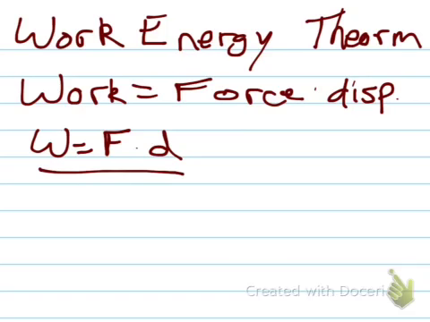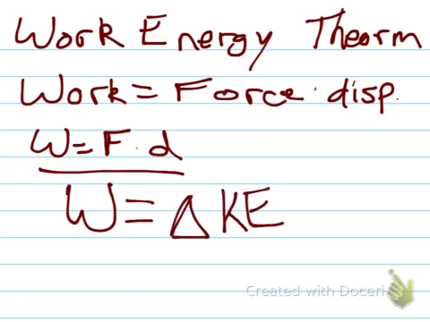Well, if we want to change the energy of the system, remember I said energy was conserved? Well, it's conserved as long as there's no outside forces. If there is an outside force, we have to use the work energy theorem, and the work energy theorem states that the work done on an object will equal the change in kinetic energy. So if you do work on an object, you will change the kinetic energy of that object. And this is the total work done on that object.